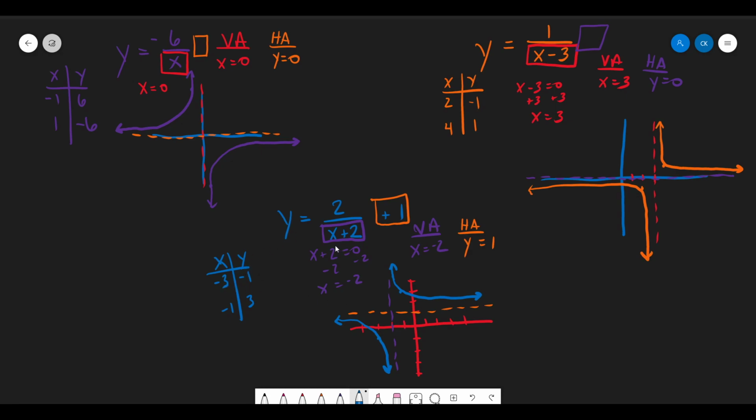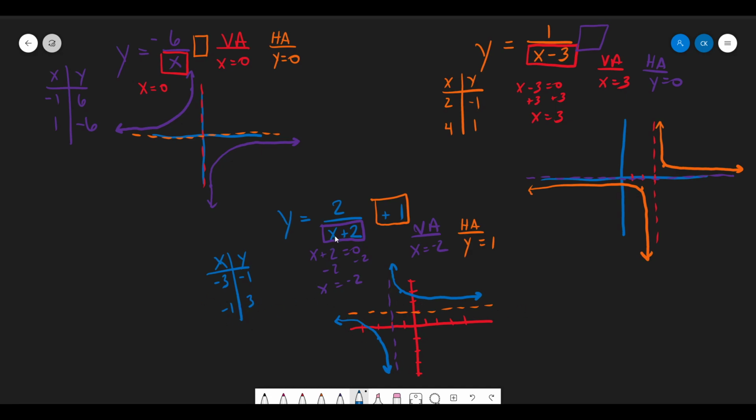When I plug in -3, -3 plus 2 is -1. 2 over -1, excuse me, is -2. -2 plus 1 is -1. So I have the point -3, -1 right here. So I create my curve in this quadrant of the dotted lines.